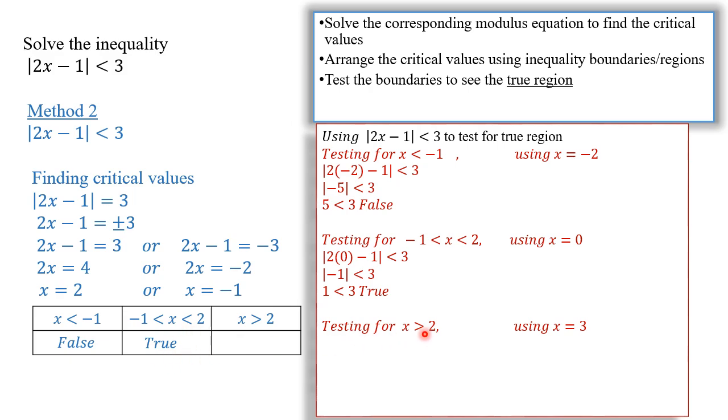Then we test for x greater than 2, the last region that we have. So we take a number greater than 2 here. We can use x is equals to 3. So we substitute. So we are going to have modulus of 6 is less than 3 here. Then we have 6 less than 3. So this is a false statement. So this makes the region false. So now we are left with this region. So that will be our set of solution here. So the set of solution is minus 1 less than x less than 2 here.